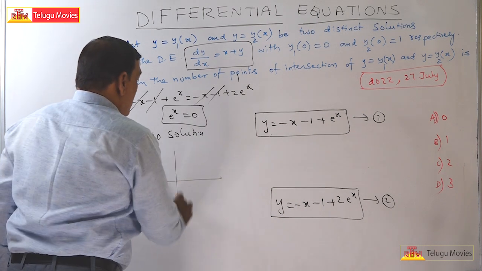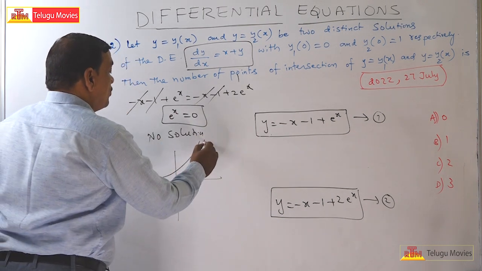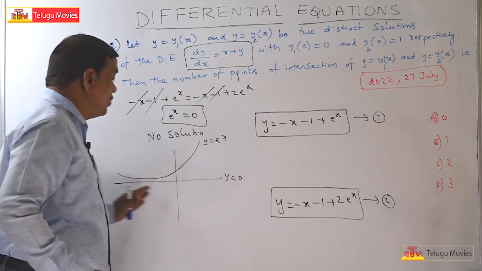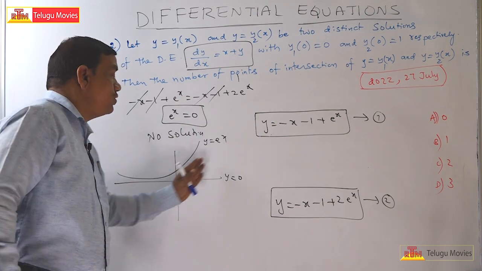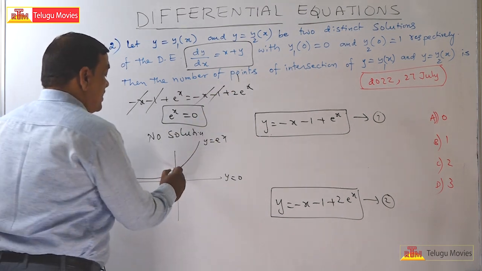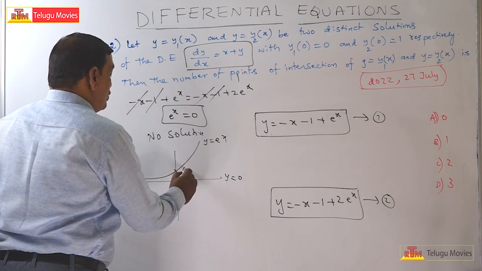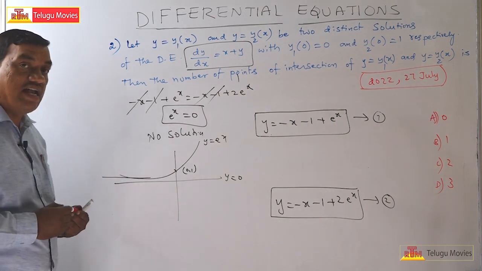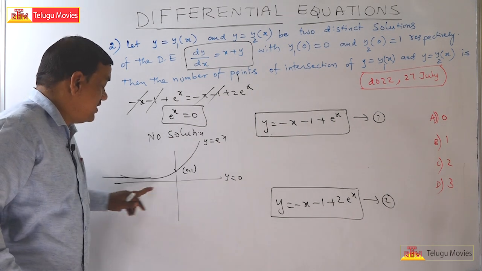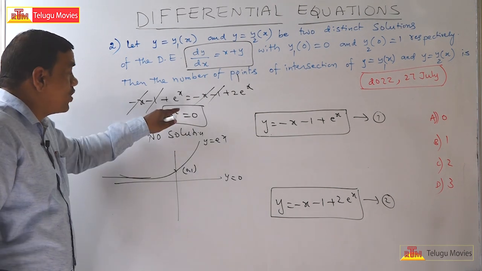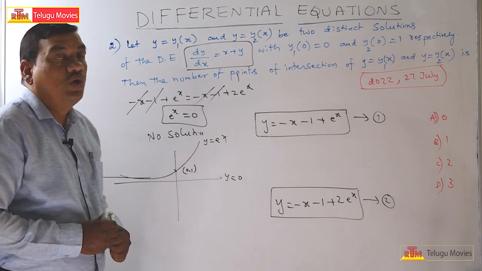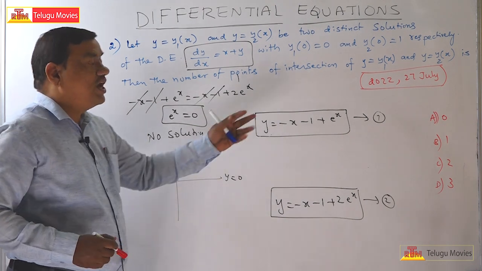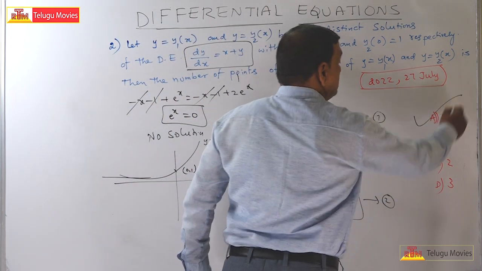Why? Because if you observe, this is the y is equal to e power x curve, and this is the y is equal to 0 line. Y is equal to 0 is the x axis. The curve y is equal to e power x intersects the y axis at x is equal to 0, that is 0 comma 1. It never touches the x axis. So, these two curves don't touch anywhere. You can't find any x value such that e power x is equal to 0. Therefore, the number of solutions is 0.